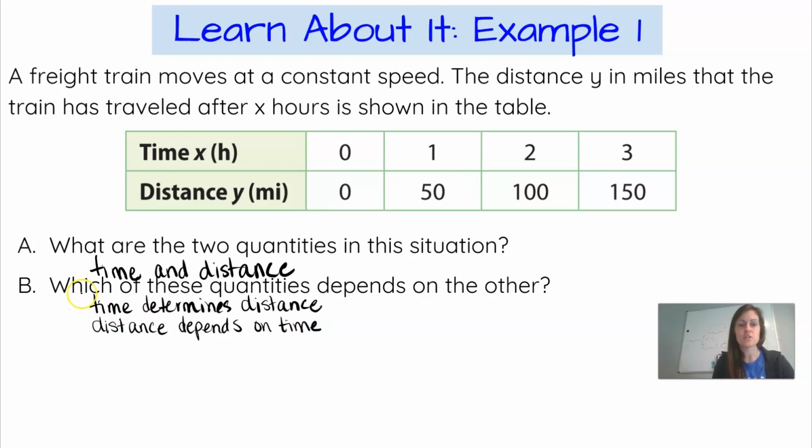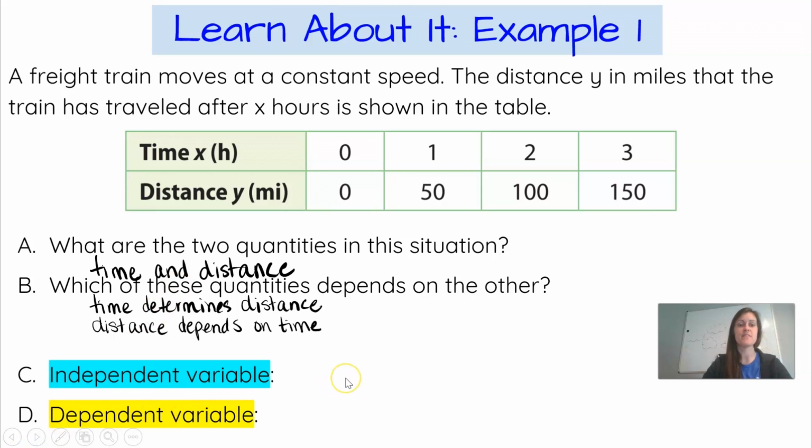So I've answered the question, which of these quantities depends on the other? Distance depends on time. So my last steps are to identify the independent and dependent variable. In this particular situation, the independent variable is time, and the dependent variable is distance.